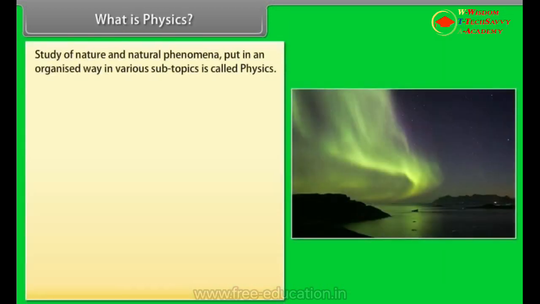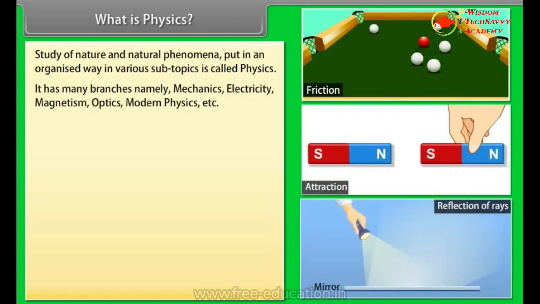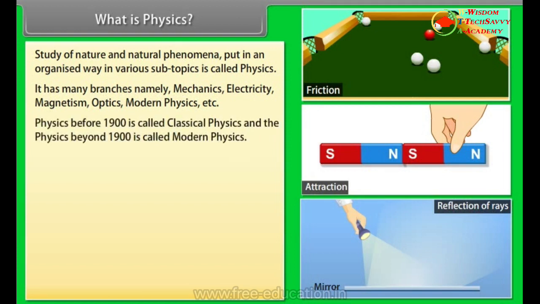What is physics? Study of nature and natural phenomena put in an organized way in various subtopics is called physics. It has many branches, namely mechanics, electricity, magnetism, optics, modern physics, etc. Physics before 1900 is called classical physics and physics beyond 1900 is called modern physics.